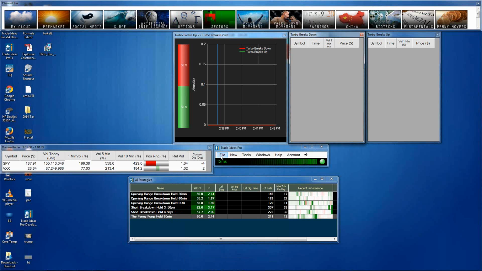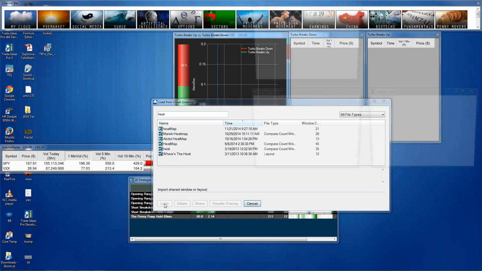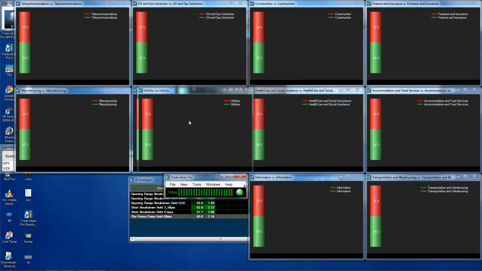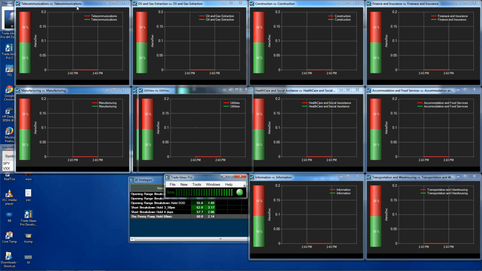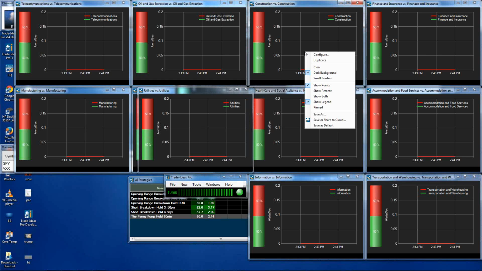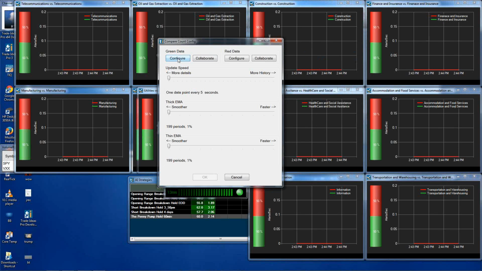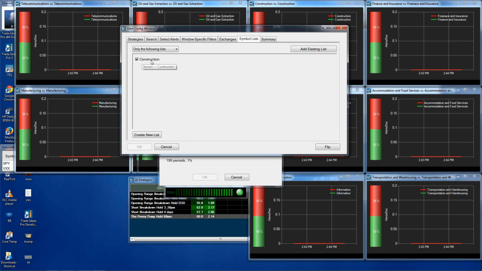Now, one more way we can use these compare count windows is to monitor sectors. I just open up a different layout and you can see I've got a wide variety of compare count windows. If you notice the titles up here, telecommunications, oil and gas extraction, construction, each one of these is pointed to a different sector. But I'm leaving the accelerated buying and selling configuration in place here, and each one is looking at a different sector.